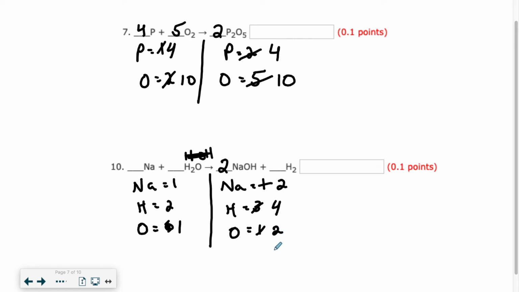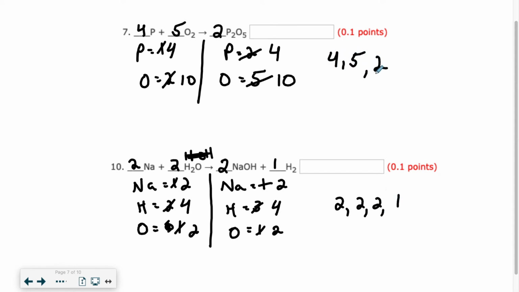Okay, now in order to balance this the rest of the way, I could put a 2 out in front of this. That changes my oxygens to a 2, my hydrogens to a 4. And by putting a 2 out in front of this, that fixes my sodiums. So when you're typing this one into Quia, it would be 2, 2, 2, 1. This one would be 4, 5, 2.